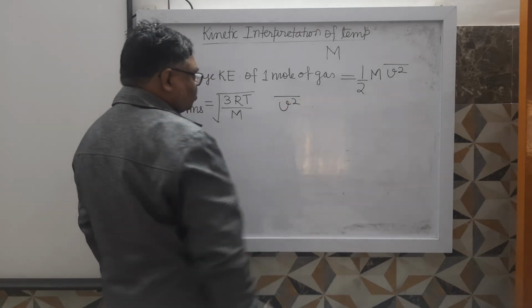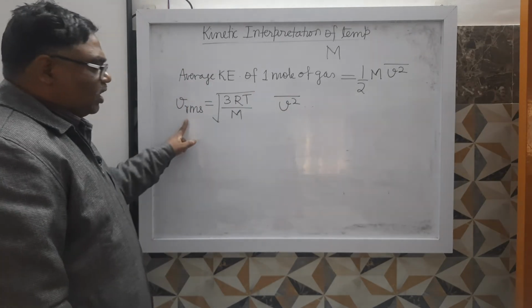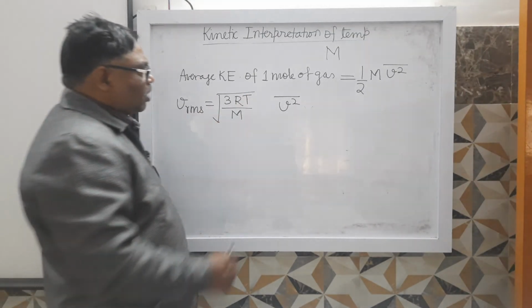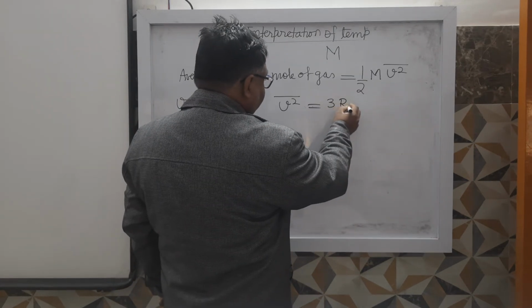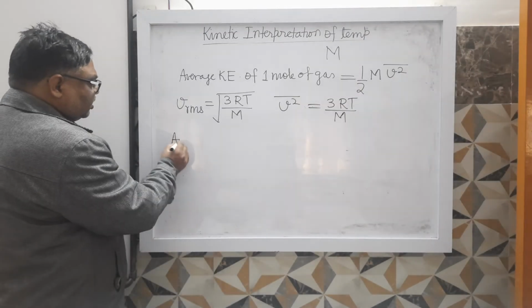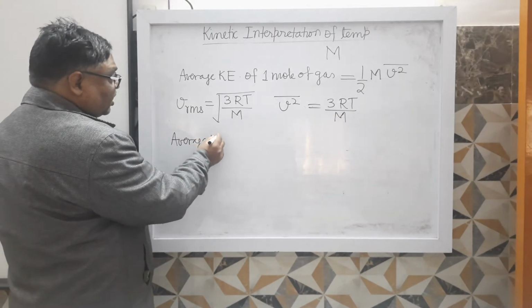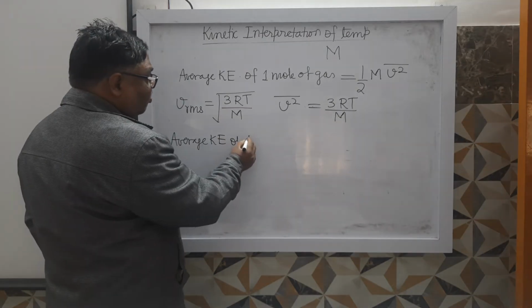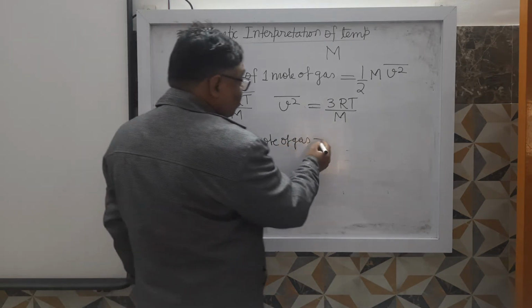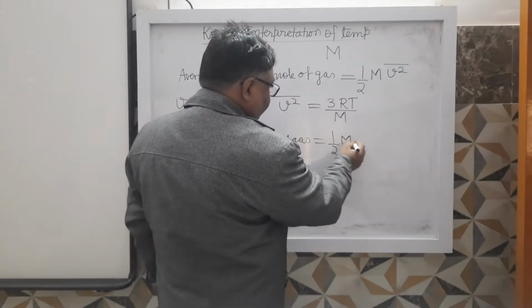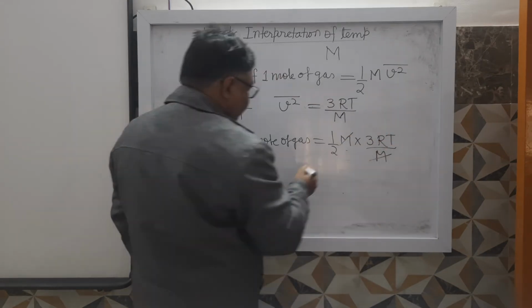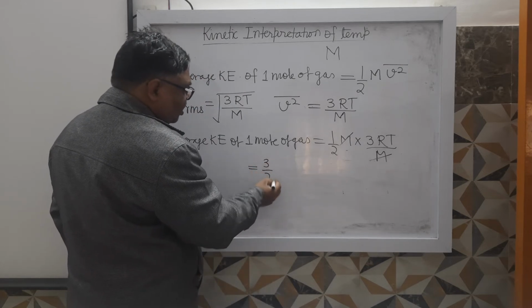So as you know that when we take the square root of V square bar, this comes, so if we square this, this will come. When you will do the square, what will you get? You will get 3 RT upon M. Therefore, average kinetic energy of one mole of gas is equal to 1 upon 2 M into 3 RT upon M. M and M cancel, that is equals to 3 upon 2 RT.